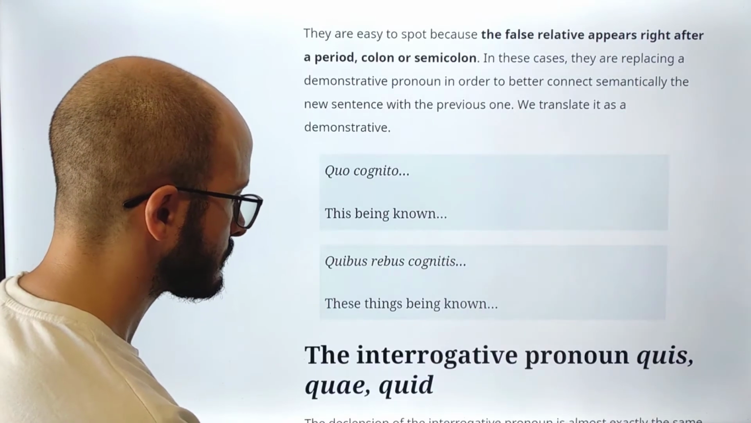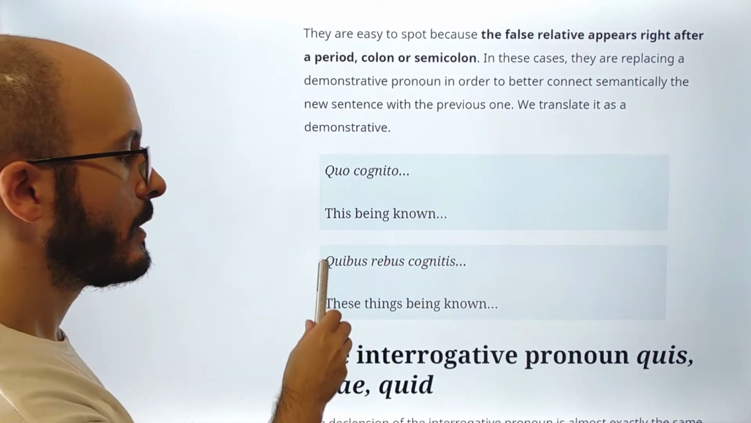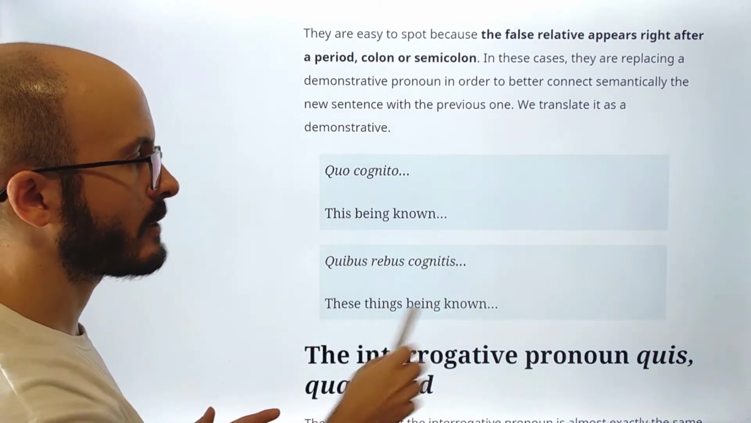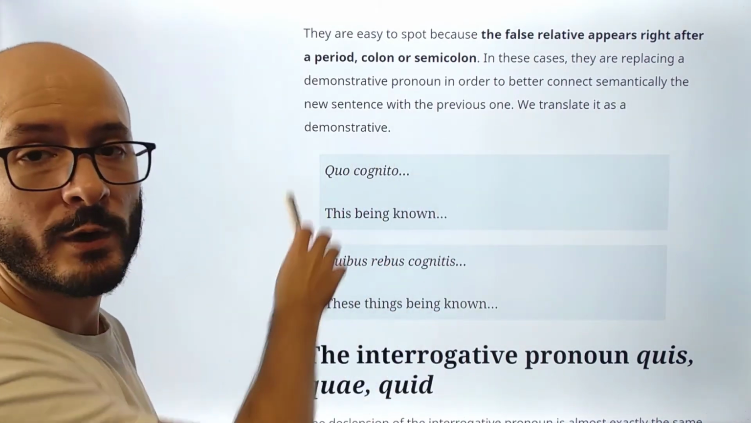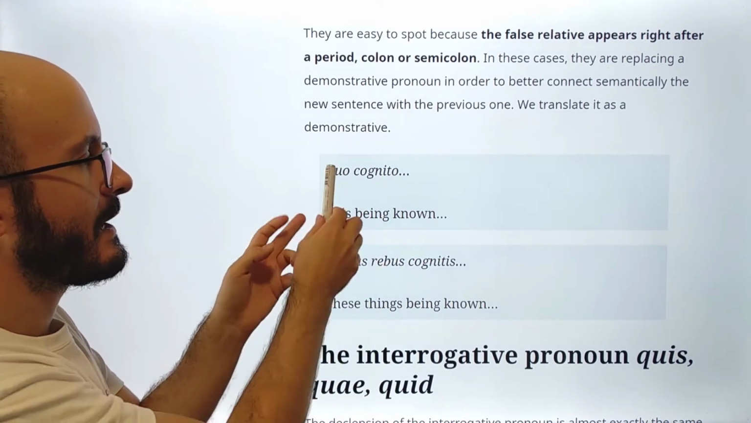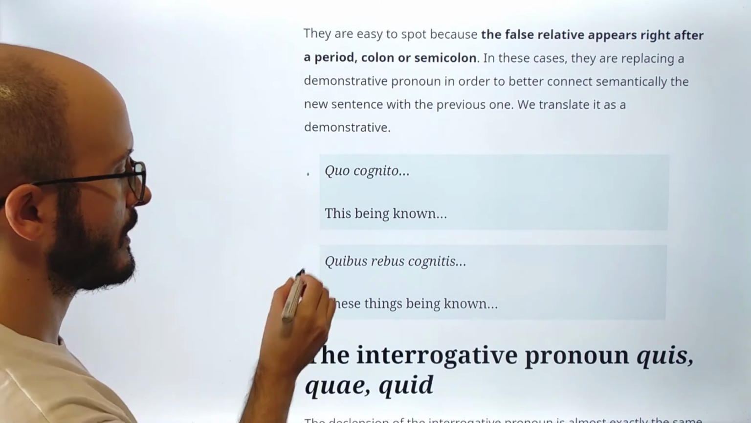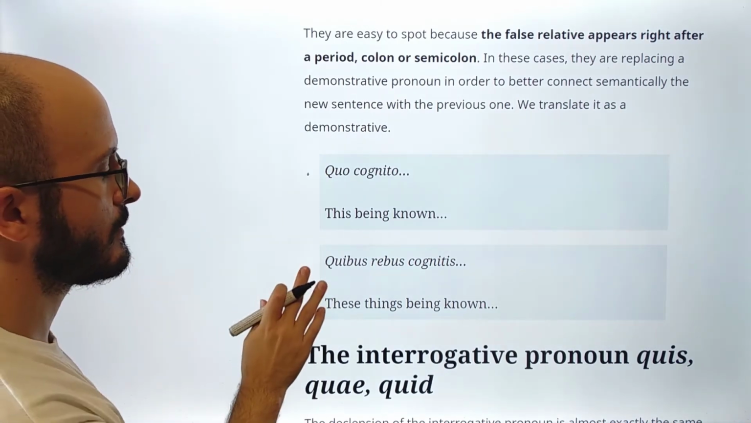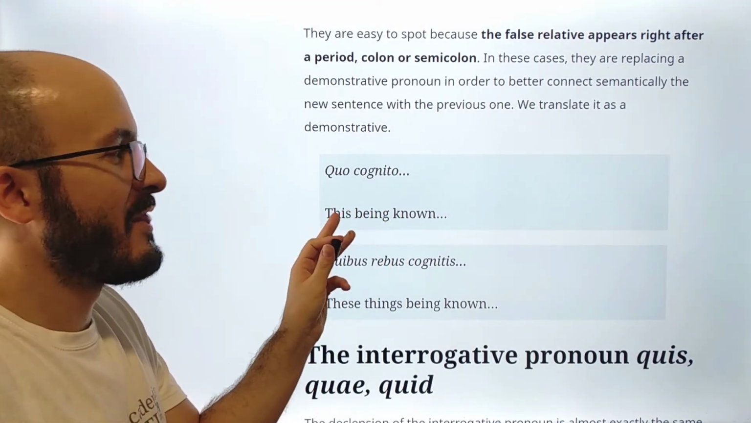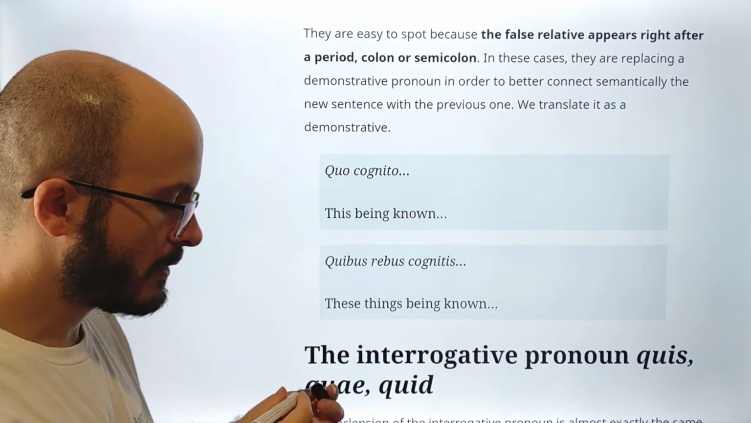So, for example, quo cognito, so this being known, or quibus rebus cognitis, these things being known, whatever. This is, by the way, a construction which we are going to study quite soon, but now let's just focus on these false relatives. So we see they are right at the beginning of a text. There could be another sentence finished with a period or whatever, but quo cognito, we don't say which being known or that being known or whatever, this being known, these things being known, etc.